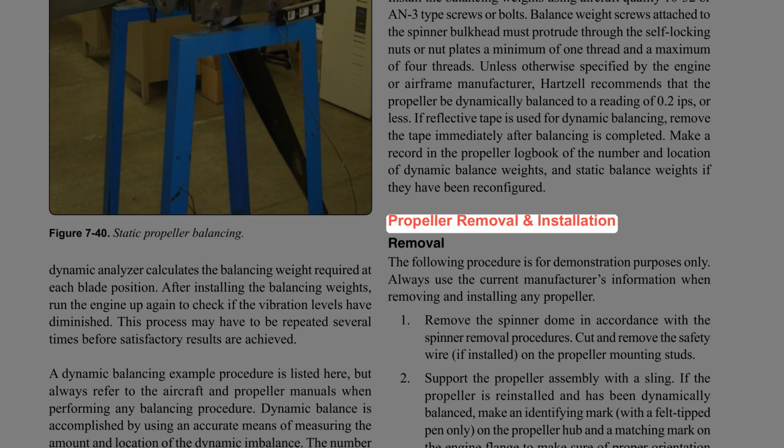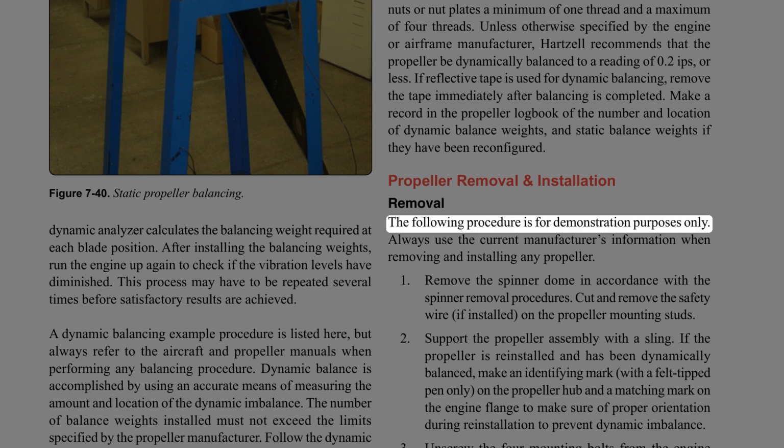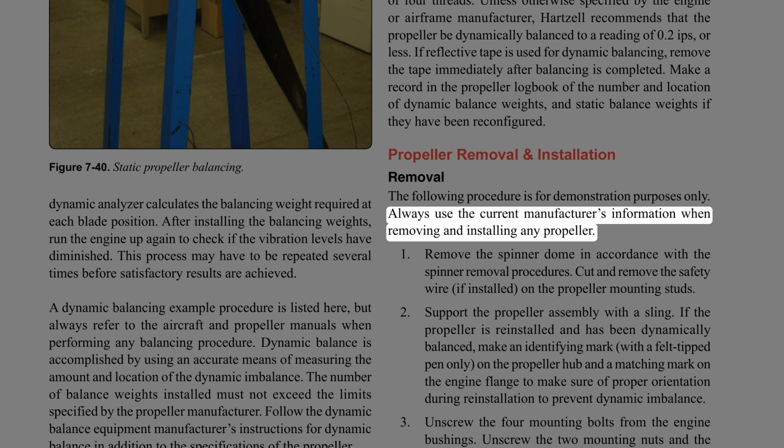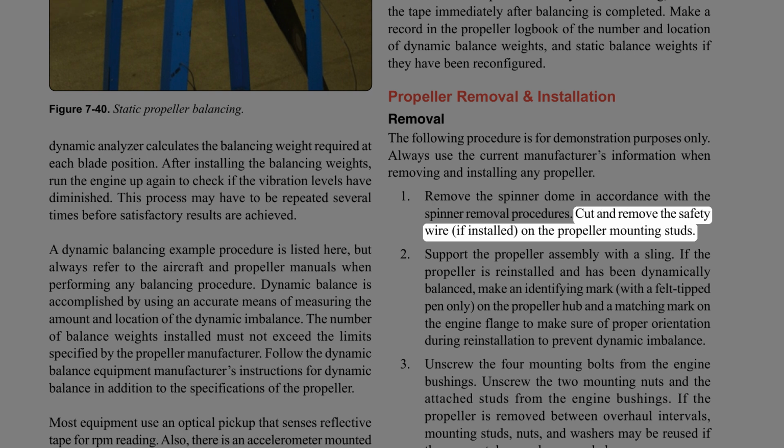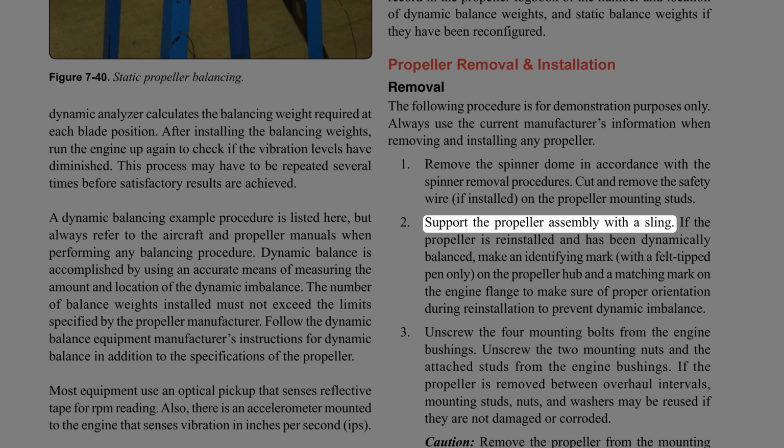Propeller removal and installation. Removal. The following procedure is for demonstration purposes only. Always use the current manufacturer's information when removing and installing any propeller. Remove the spinner dome in accordance with the spinner removal procedures. Cut and remove the safety wire, if installed, on the propeller mounting studs. Support the propeller assembly with a sling.